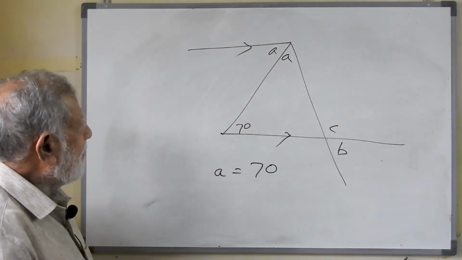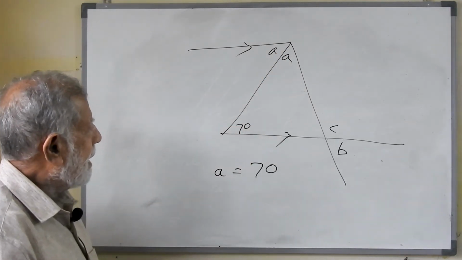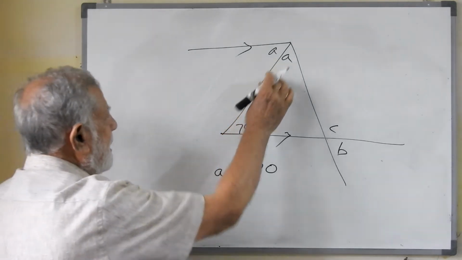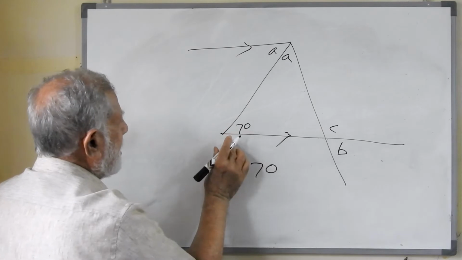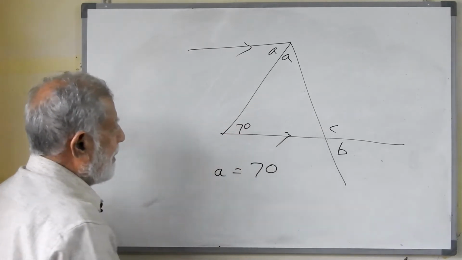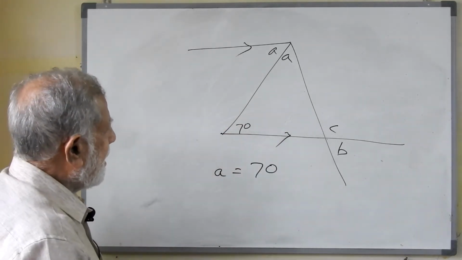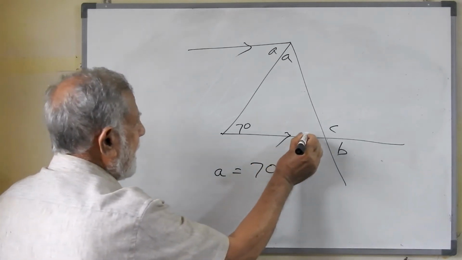So now we have a triangle here. A is equal to 70 and these are also 70, 70 and 70, 140. So we can immediately find out this angle.